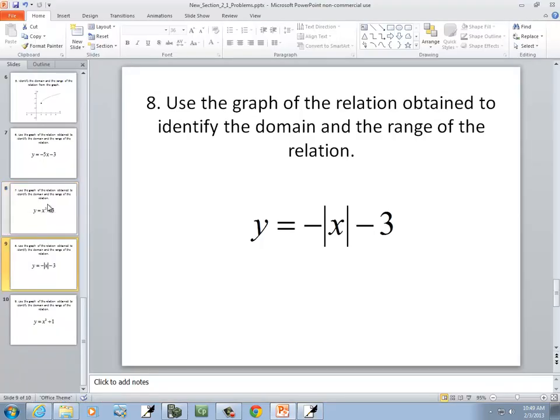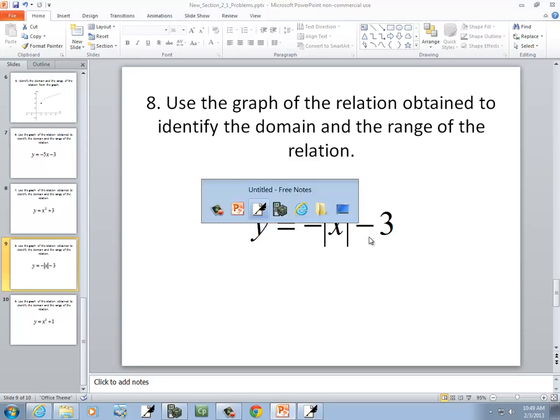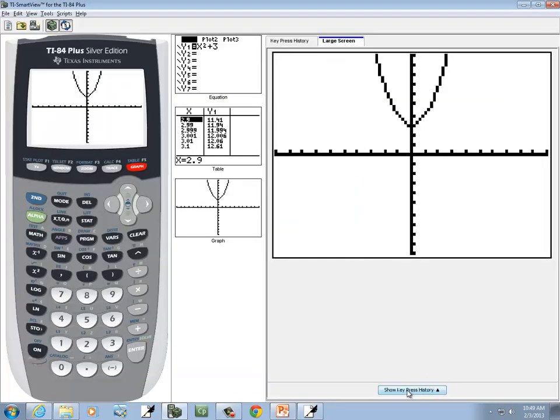Let's take a look at number 8. Y is equal to negative absolute value of x minus 3. Now, since this little dash here is the very beginning of my problem, it's a negative. And since this is between two things, it's a minus. So let's go graph this.